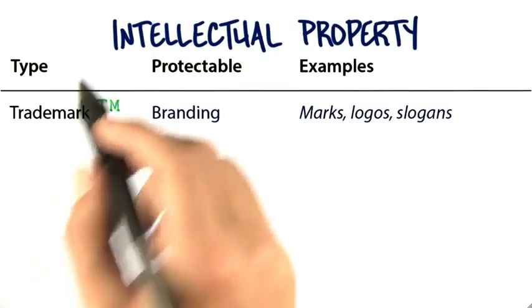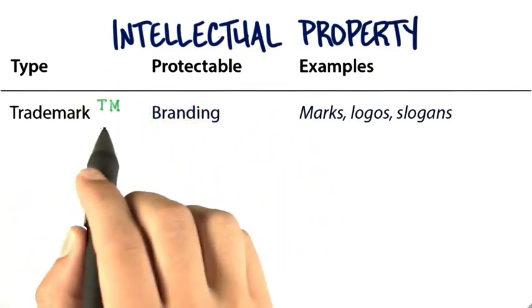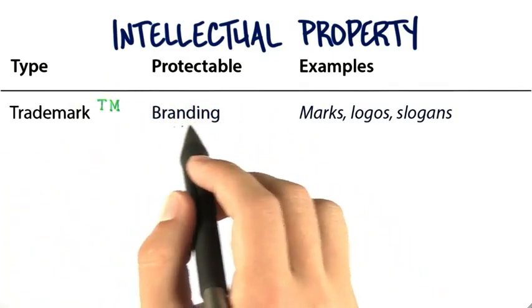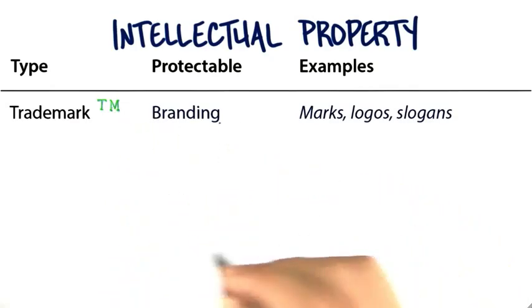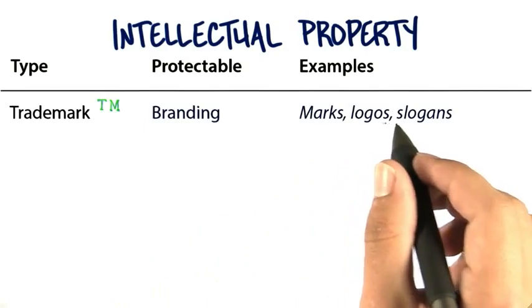There are 5. One is trademark. And trademark means what you can protect is branding, like the Nike swoosh. And the examples could be marks or logos or slogans.